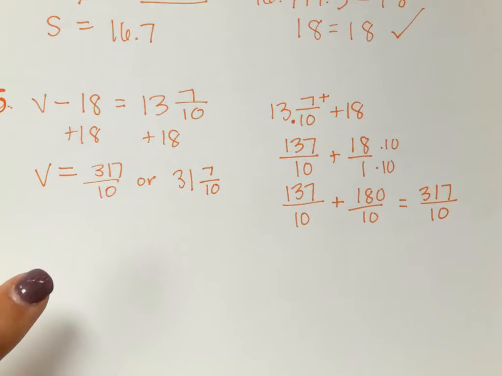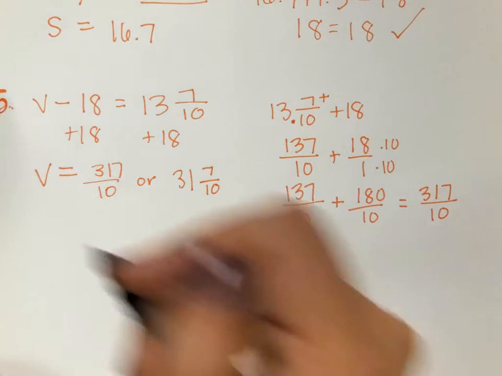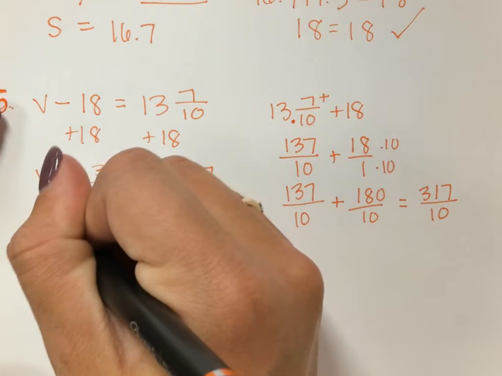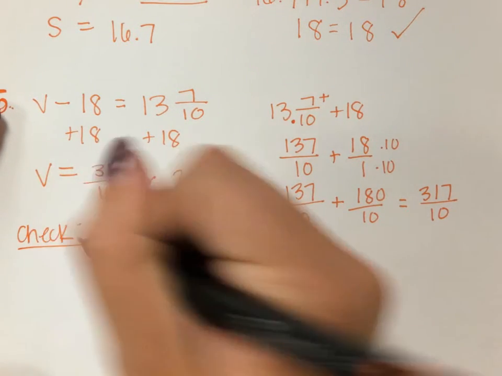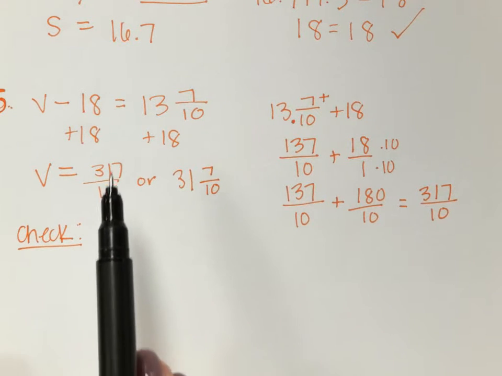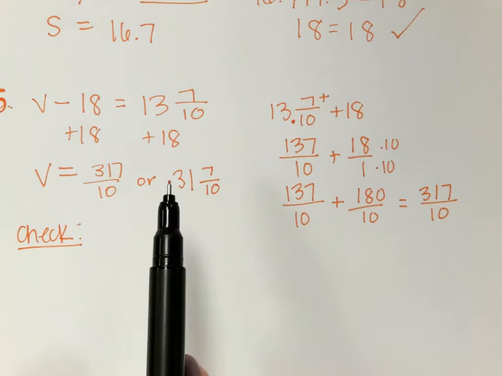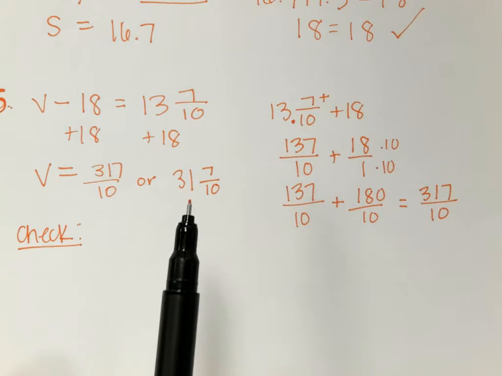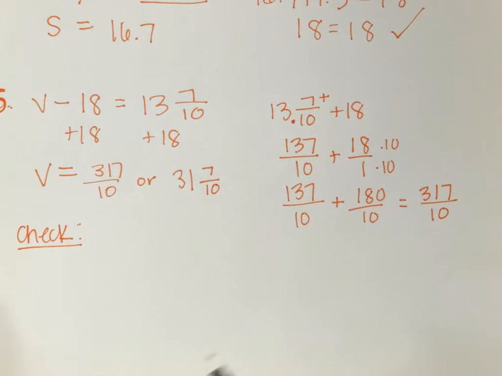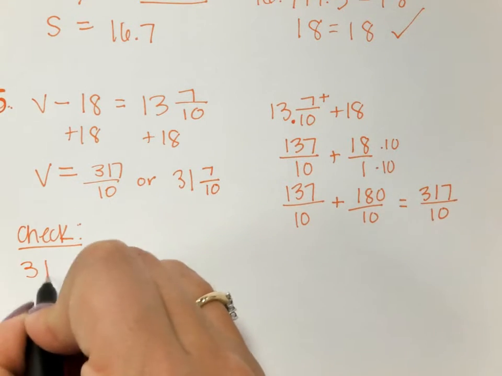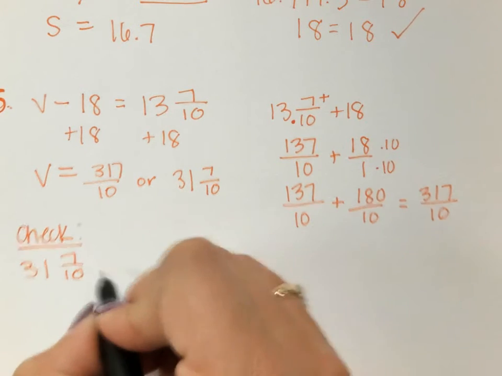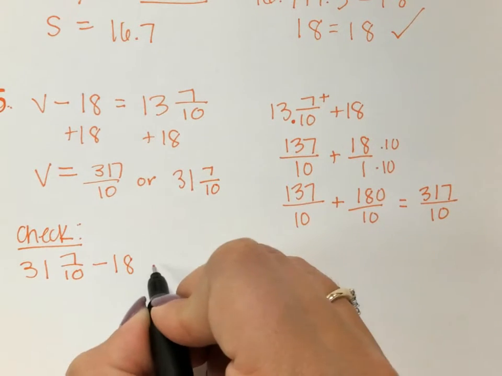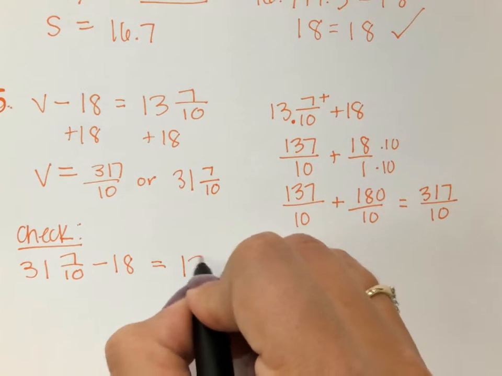Am I done? No, you gotta check it. I gotta check it. So if I'm checking it, do you think it's going to be easier to use my improper fraction or my mixed number? Mixed number? Yeah. Okay, doesn't matter. So if I have 31 and 7/10 minus 18 equals 13 and 7/10.